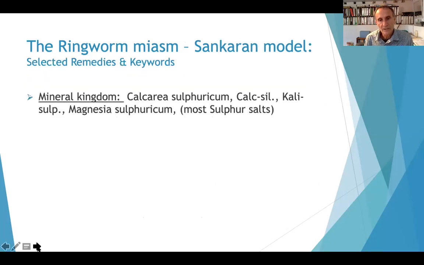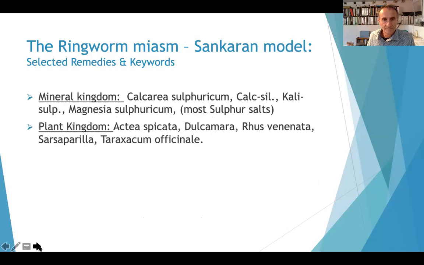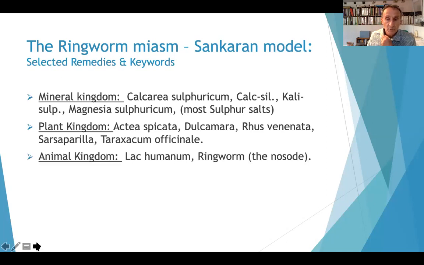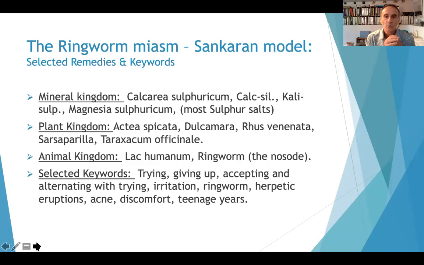Mineral kingdom, calc sulph, calc sil, many of these calcareas fit into the ringworm miasm. Plant kingdom, what we know here is perhaps not such well-known remedies, but Rhus venenata, a relation of Rhus tox, but having this different element to it of not such a typhoid miasm like Rhus tox, but this one has this trying, responding, struggling, and then giving up. Animal kingdom, the remedy human's milk, Lac humanum, and the nosode would be ringworm. So more selected keywords: trying, giving up, accepting, ringworm, circular eruptions.